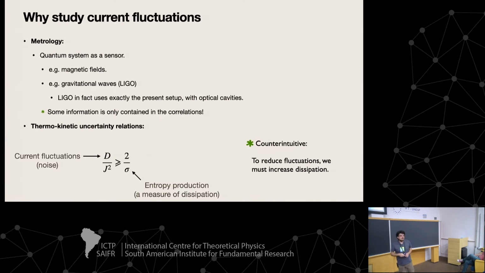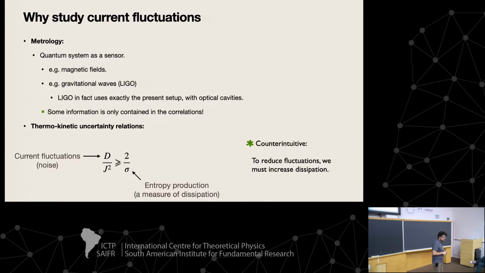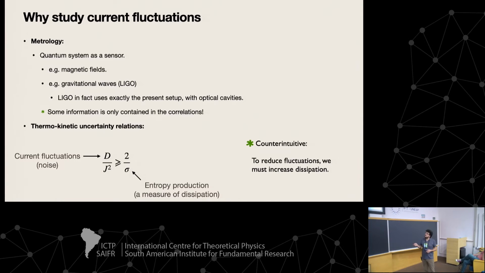One particular application that I'm currently quite interested in is metrology and using this to make very precise sensors. One famous example is the gravitational wave detectors in LIGO. They use exactly this setup. In LIGO, they do have an optical cavity. It's kilometers long, but it's still an optical cavity. And they measure the gravitational waves using exactly this kind of setup.